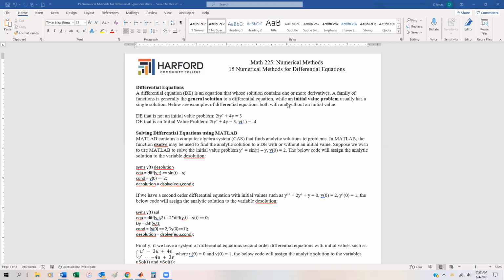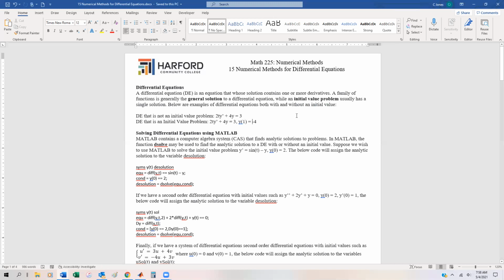So what does a differential equation look like? Well, this is one that's not an initial value problem. We have 2ty prime plus 4y equals 3. And the initial value comes in when we have this right here. The initial value is that when t is 1, y is -4. And that specifically tells us which member of the family the solution belongs to.